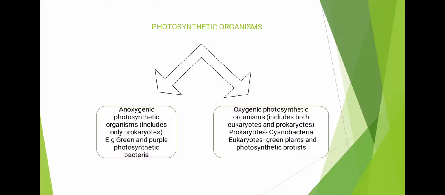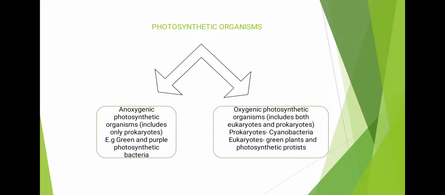So here in the slide you can see the examples. In the anoxygenic section, the green and the purple photosynthetic bacteria are involved, while oxygenic photosynthetic organisms are found in both eukaryotes and prokaryotes. In eukaryotes, the green plants and most photosynthetic protists. And in prokaryotes, the famous cyanobacteria are involved.